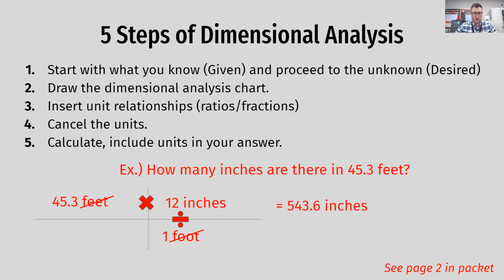Now this one was pretty easy because all we're doing is converting from feet to inches, which is a one-step equation. But at the end of this, we notice that our units are canceled. We have our desired units still uncanceled, and this is a good indication that we are ready to solve. 45.3 times 12 divided by 1 is 543.6 inches.